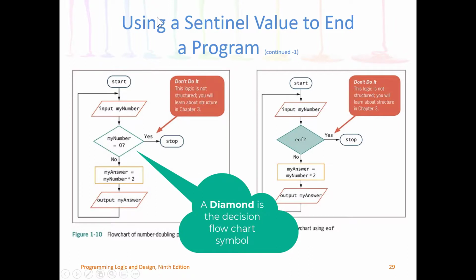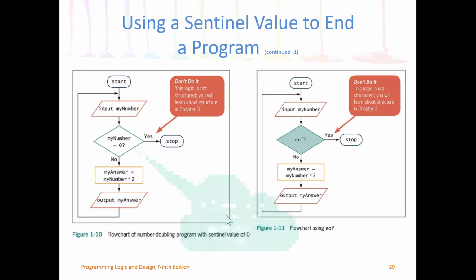So now, in structured programming, we don't want to do it this way. We want one entry point and one exit point. We don't want to just short circuit out of the loop. What we want is to have your entry and exit point of the loop at the top of the loop or the bottom of the loop. They'll talk about that more in a later chapter. So you don't want to do it this way because it's not structured, and you're going to learn about structured programming in chapter 3.